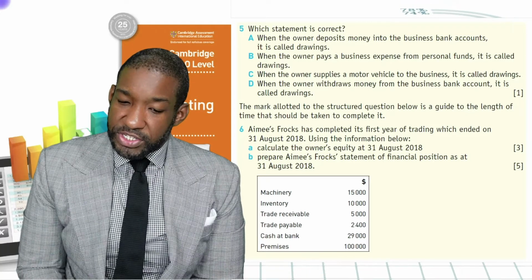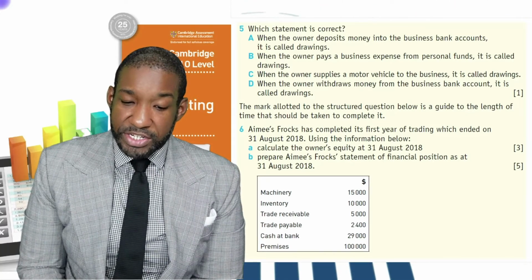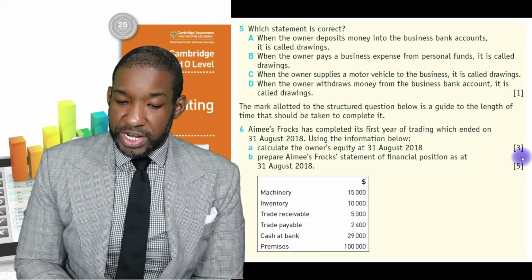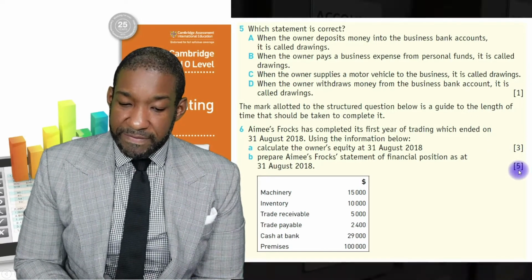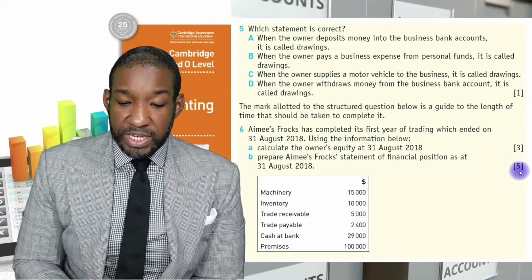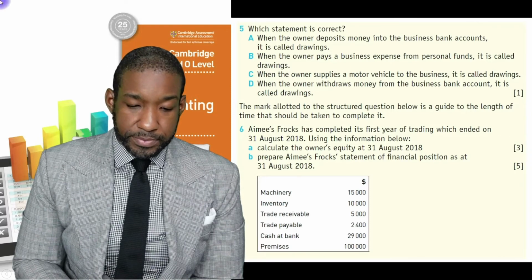The mark allotted to the structure of the question below is a guide to the length of time that should be taken to complete it. For example, this question has 3 marks for A, but 5 marks for B, so 6B should take longer for you to answer than 6A.